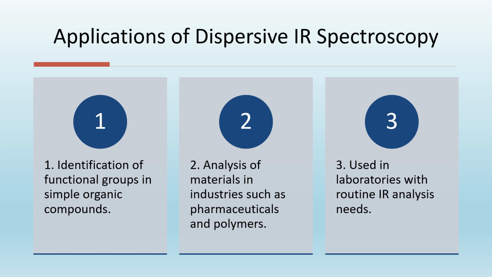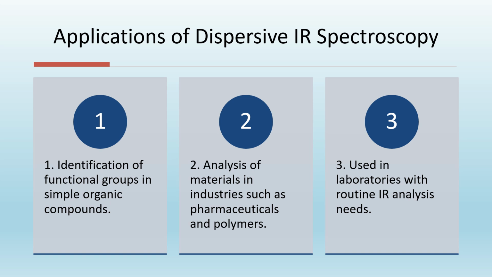Point 1. Identification of functional groups. First, FTIR is widely used for the identification of functional groups in simple organic compounds. By analyzing the absorption of infrared light, it helps scientists pinpoint the specific chemical bonds and molecular structures in a sample. Point 2. Industrial analysis.